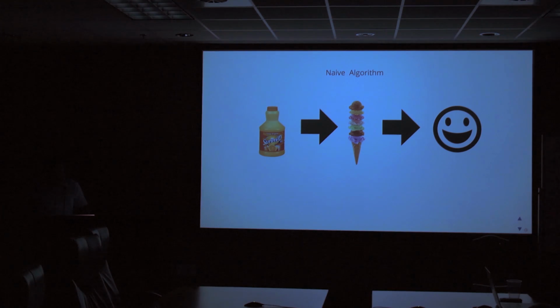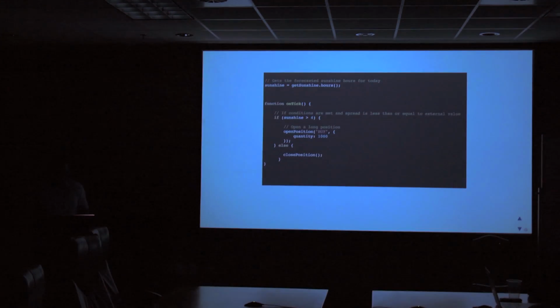So if it's sunny outside, people are going to want to eat ice cream. And if they want to eat ice cream, then the price of sugar is going to go up. So that's my algorithm, and I want to trade according to it. This is basically what you would write within the Cloud9 platform.